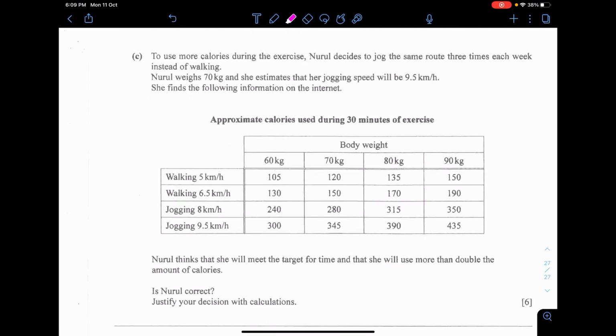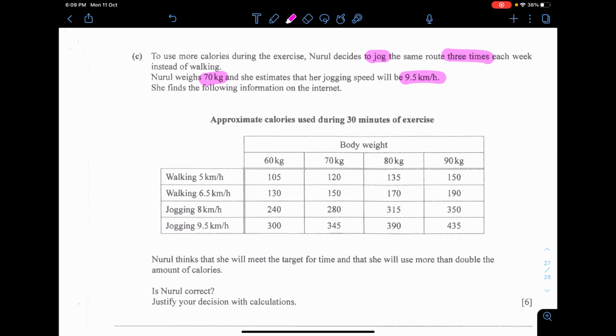To use more calories during the exercise, she is jogging. Okay, the same route 3 times instead of walking. So still 3 times. She weighs 70. She estimates that she will be jogging at the speed of this. Okay, then she finds this also.